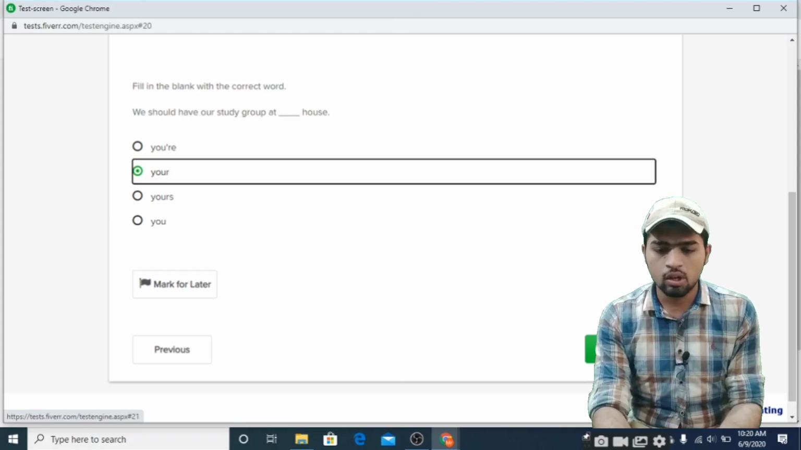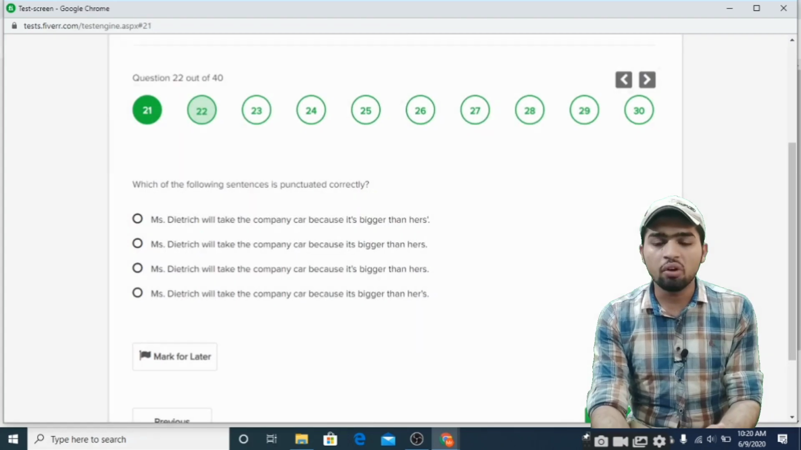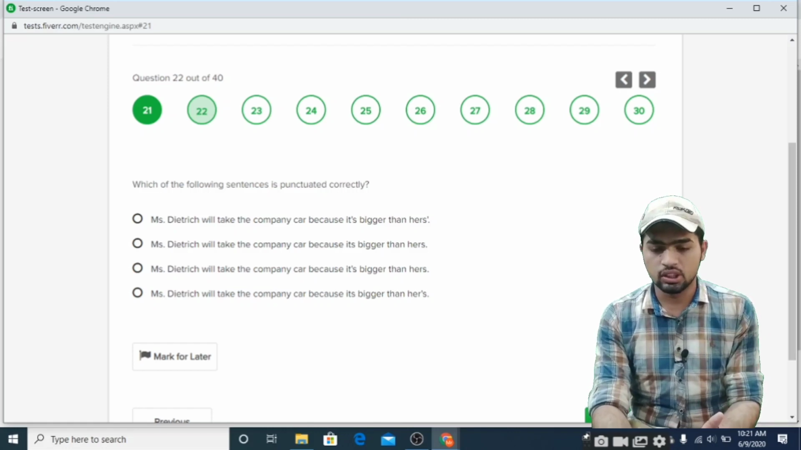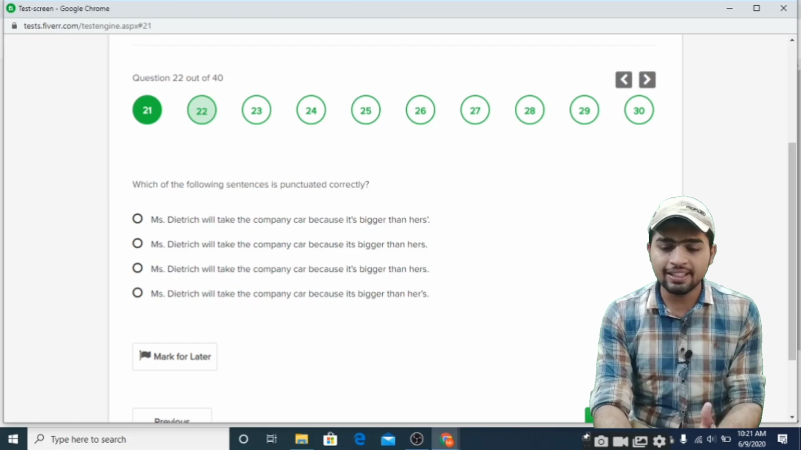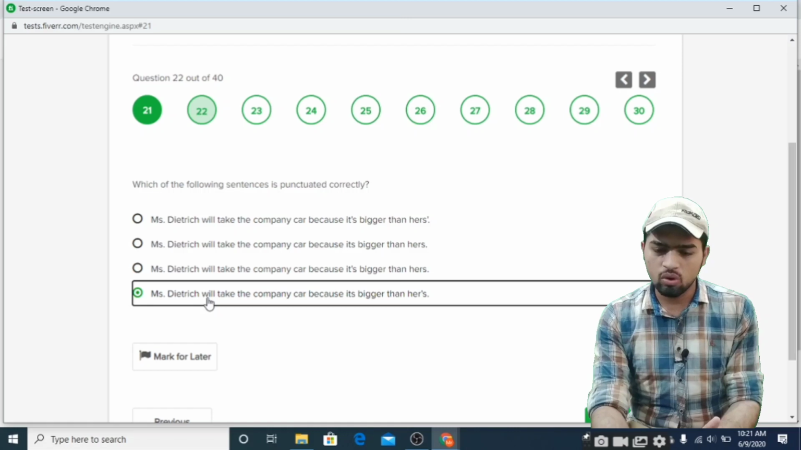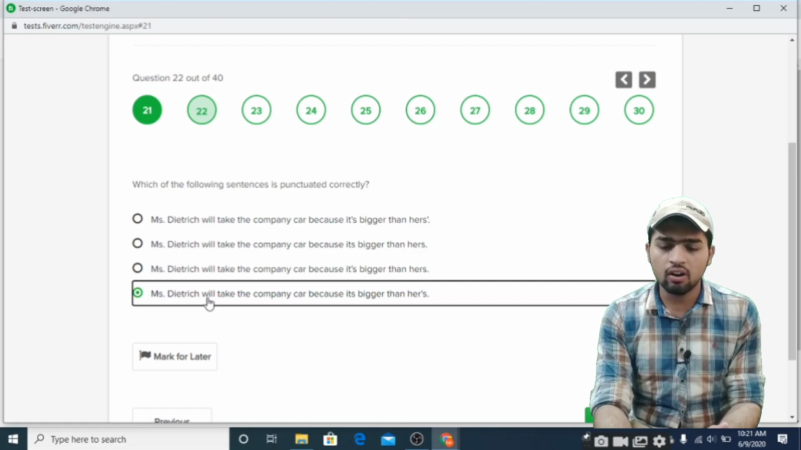I click on next. And next option, which of the following sentences is punctuated correctly? Miss Dietrich will take the company car because it's bigger than hers. Option 1 is incorrect. Option 2 is literally correct. Option 3 is not correct. Option 4th, I think option 4th is correct. Miss Dietrich will take the company car because it's bigger than hers.